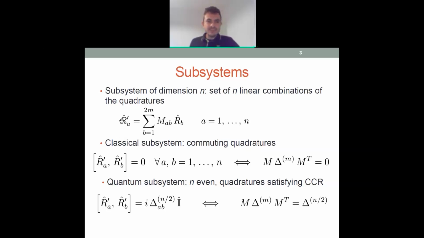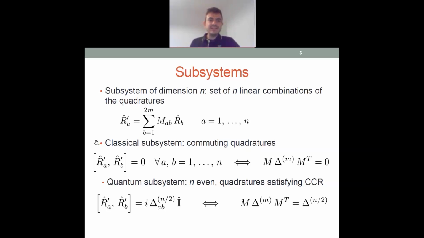So we will call R prime the quadratures of the subsystem. And here you can see in this equation that each R prime is given by a linear combination of the original quadratures R, where this linear combination is given by a matrix that here we will call M. Now, I didn't say anything yet about the commutation relations between these new primed quadratures in the subsystem. I will do it now.